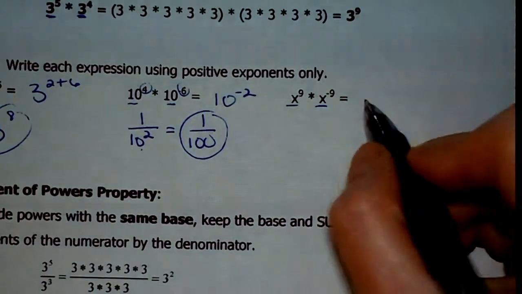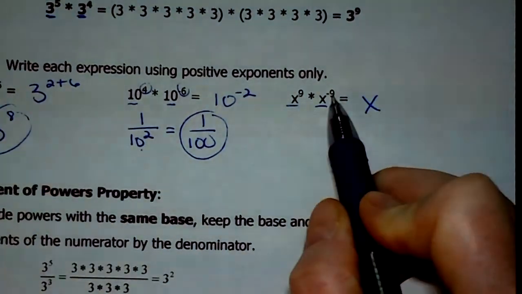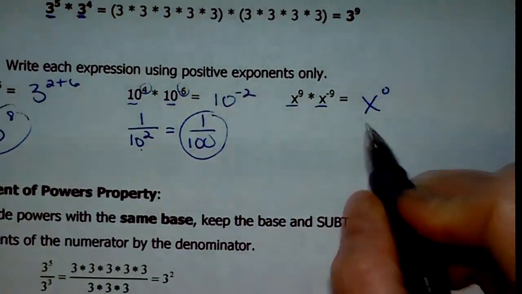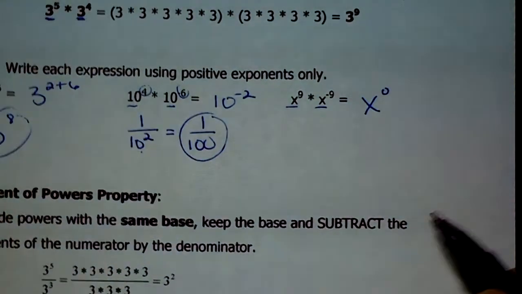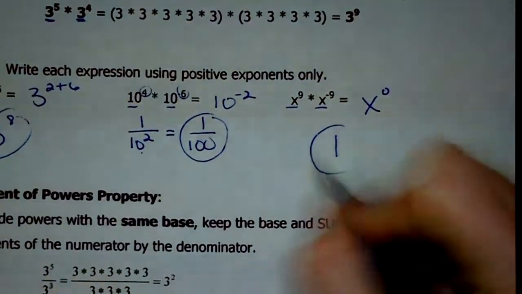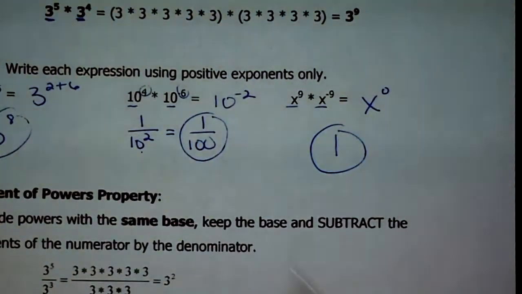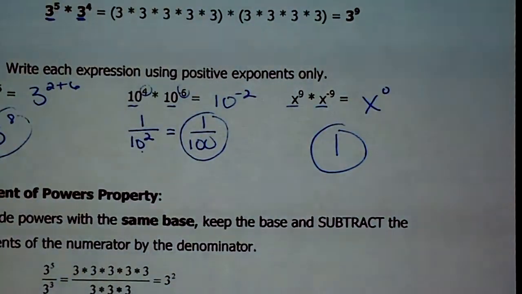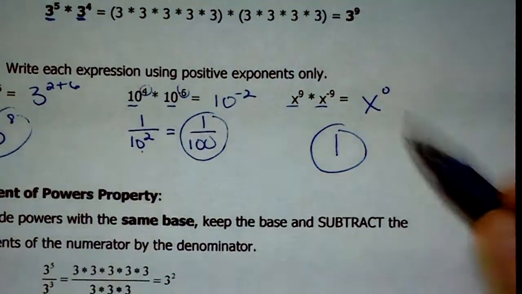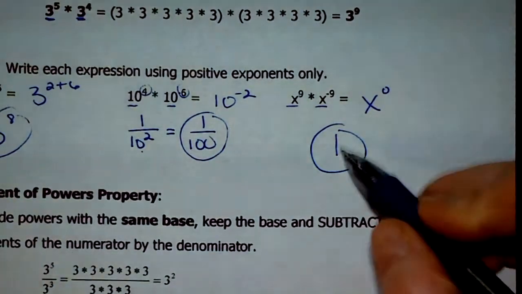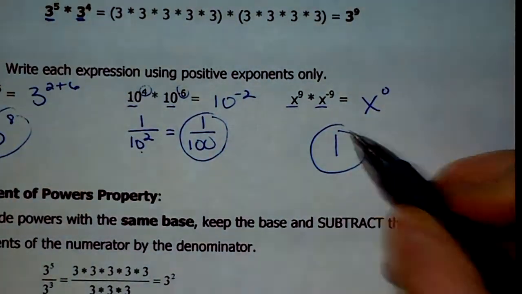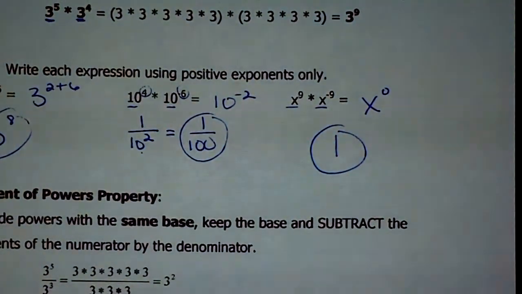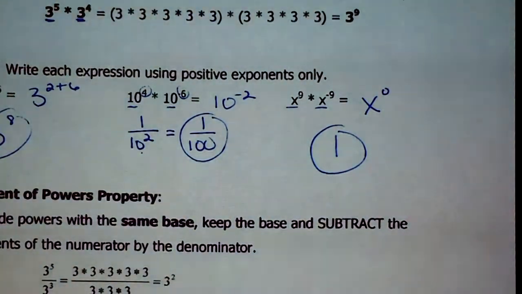All right, this last one, I have the same base. I bring over the base. 9 plus negative 9 is 0. X to the 0 power, any number to the 0 power, is 1. That's it. And I know I said to use positive exponents only. 0 is not positive or negative, right? This is really 1 to the first power, but you get to drop the 1. When you have a number raised to the first power, you just kind of leave it alone. It's kind of like when you have a positive 3, we don't write a little plus sign in front of the 3, we just leave it positive.